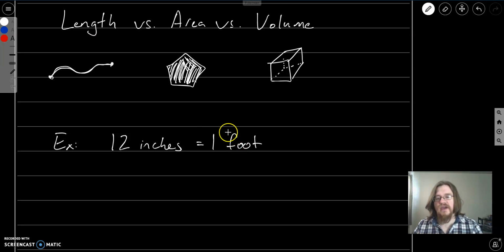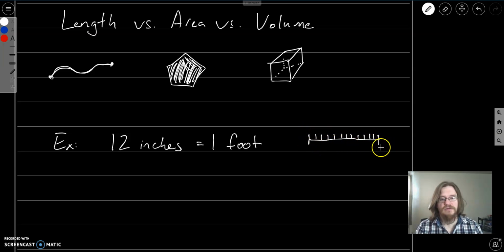And what we'll do is compare a few of these. Most of us will be aware that there's 12 inches in 1 foot. So if I draw something that would represent 1 foot, we'd have to fit 12 inches in here. So 1, 2, 3, 4, 5, 6, 7, 8, 9, 10, 11, let's put another one there. So that would be 12 inches. Each of the small things would be an inch, and the long thing would be a foot. So it's 12 inches in 1 foot.